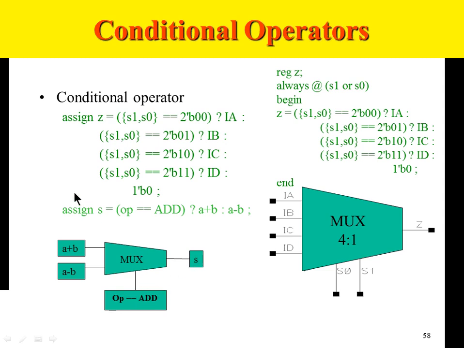If you look at what the Verilog code looks like: assign S is equal to op equal to add question mark A plus B. If op is equal to add, A plus B goes to output S. If op is not equal to add, A minus B goes to output S. A plus B is the adder output, A minus B is the subtractor output. This is the Verilog code for the small block here. Any questions on how the conditional operator works?